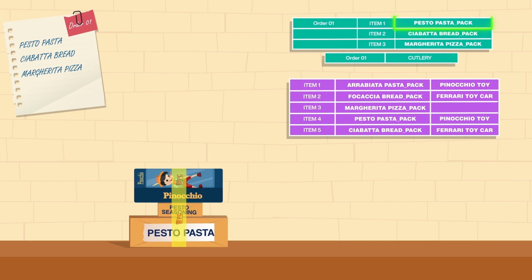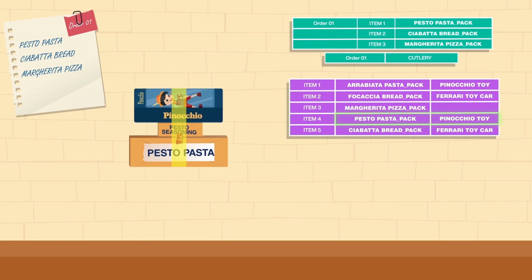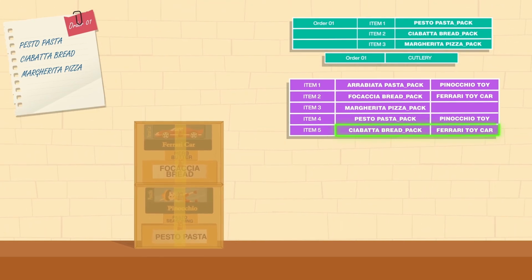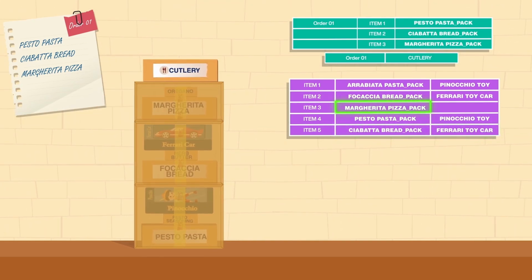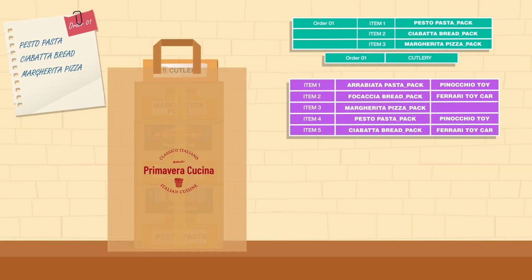So, for the order of pesto pasta with the toy, the pesto pack is selected, which already includes the specific seasoning and now includes the Pinocchio toy. The rest of the order, ciabatta bread and margherita pizza, is also packed similarly. This is how Primavera Cucina resolved its packaging related challenges.